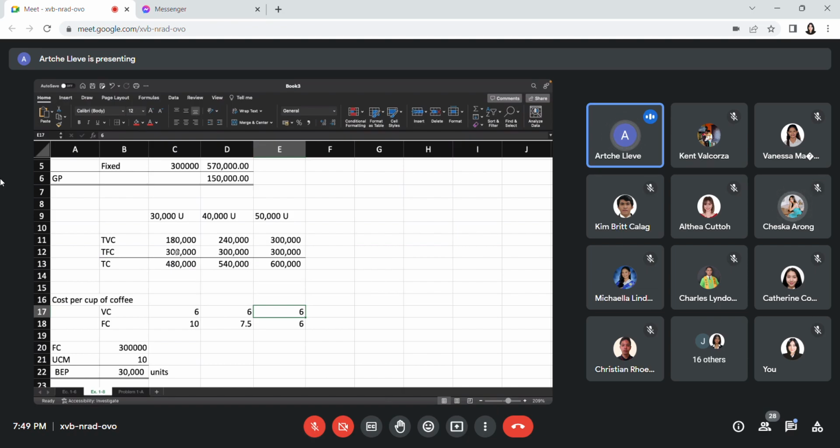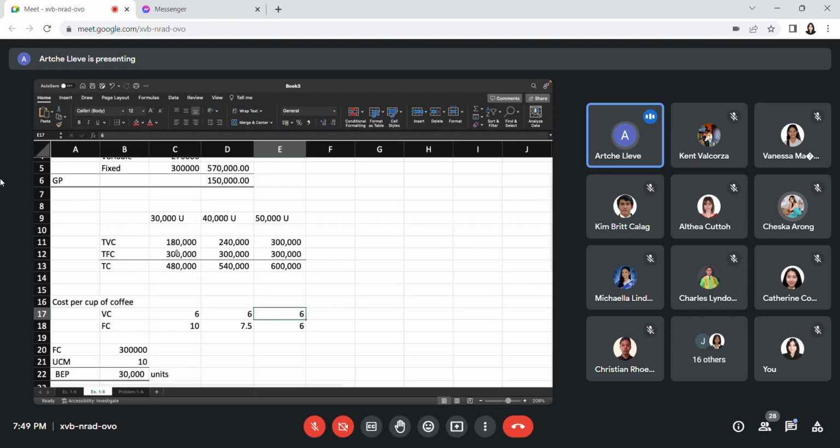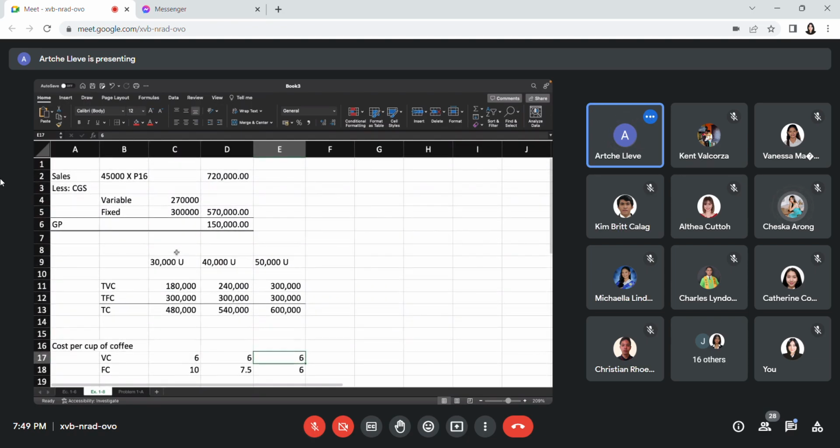Since we already have the fixed cost and cost per cup of coffee, let's have this one. 45,000 times 16, total sales is 720,000. Then variable will be 270,000. That's 6 times 45,000. Then fixed cost of 300,000, a total of 570,000. Then less this from your sales. That will give you your gross profit of 150,000.